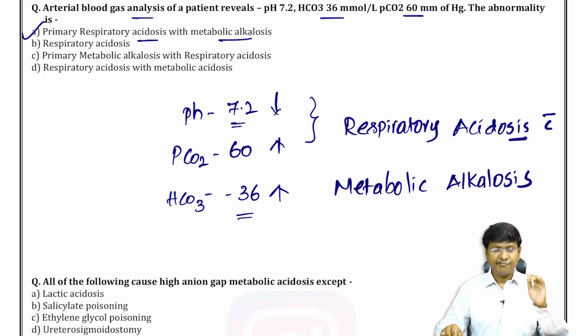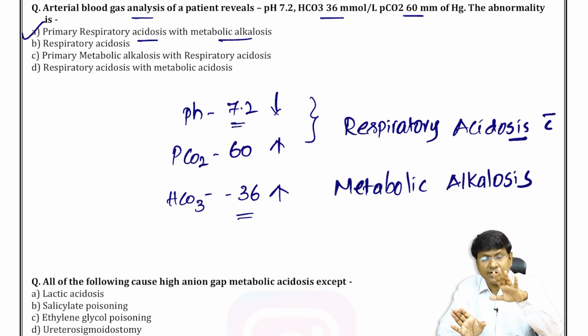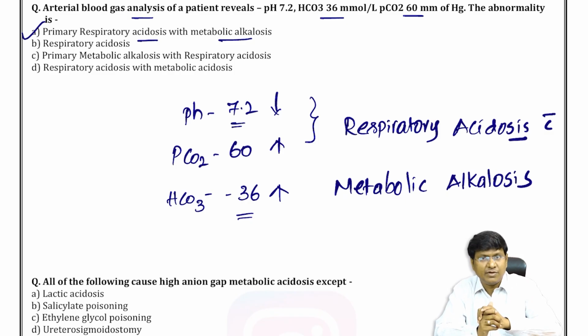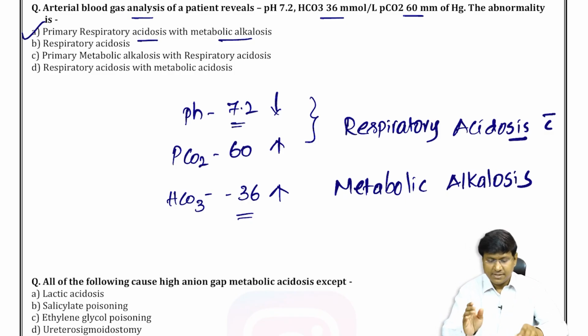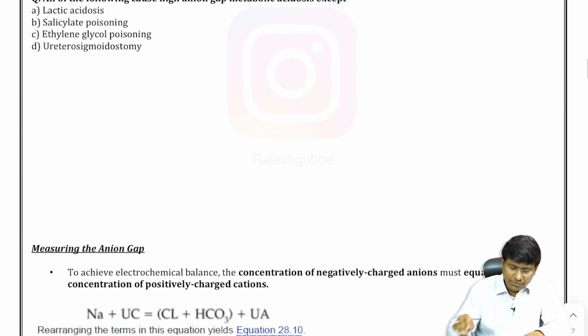If both pH and PCO2 change in opposite direction, the primary acid base disorder is respiratory. And if pH and PCO2 change in the same direction, then the primary acid base disorder will be metabolic. Now, after having discussed how to decide the primary disorder, let us discuss the anion gap.